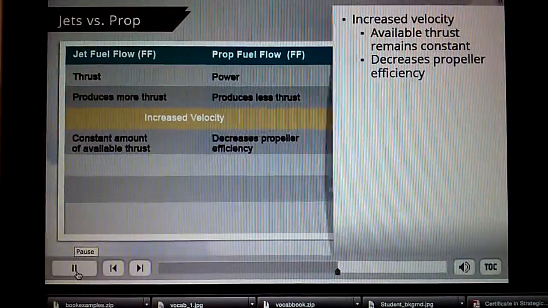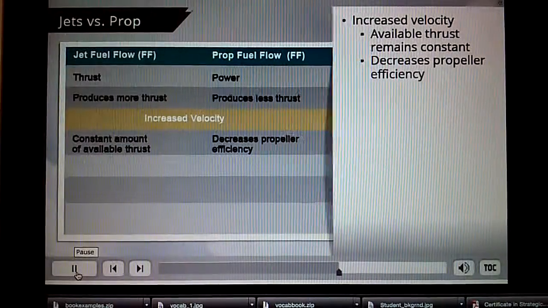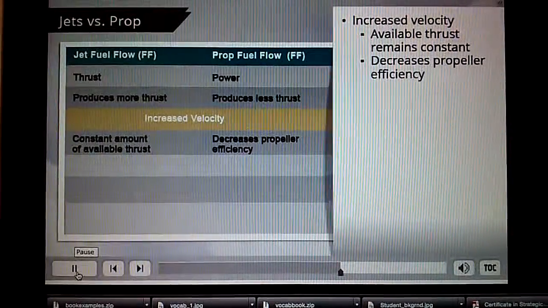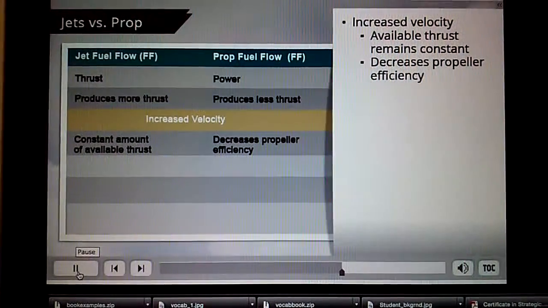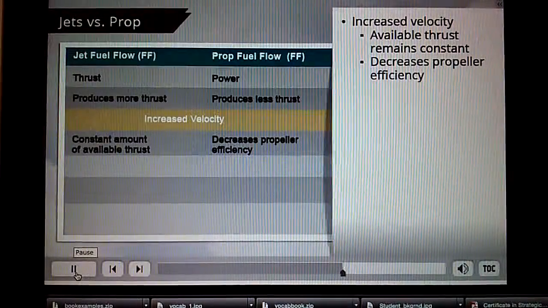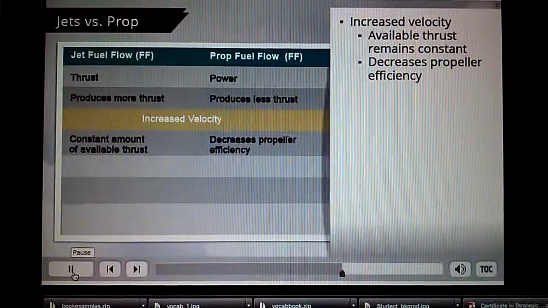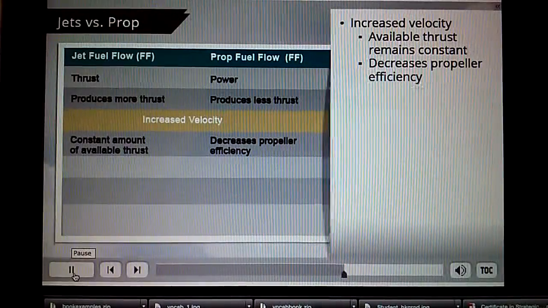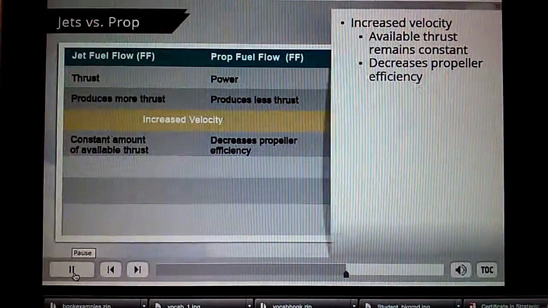We'll see that as we go faster, the propeller can no longer produce as much thrust. The faster they go, the less thrust they can produce. Propeller efficiency decreases with velocity. This mainly has to do with the efficiency of the production of thrust between jets and propellers.